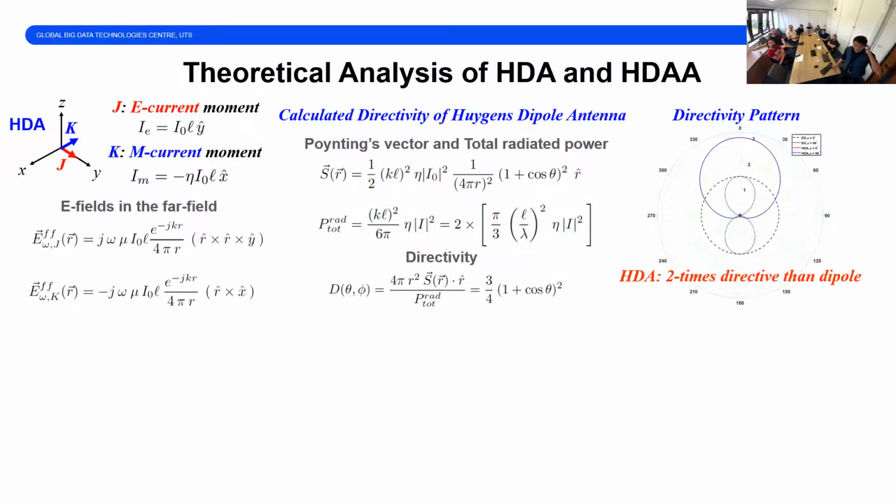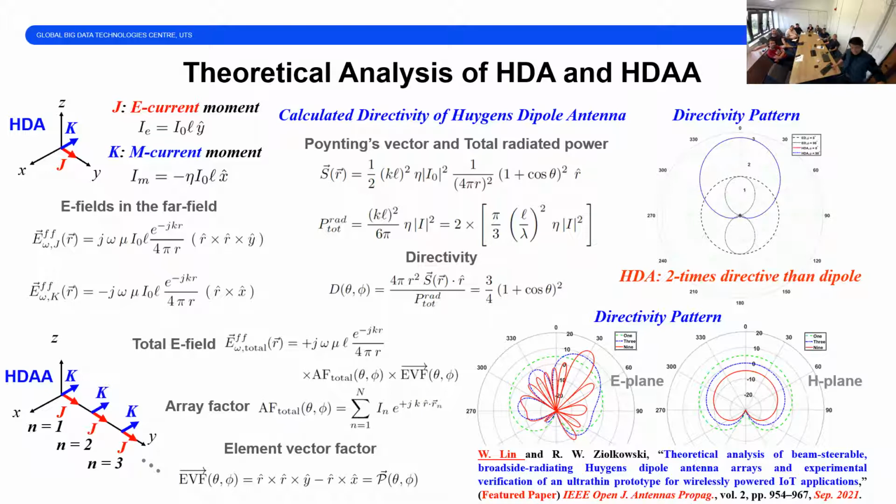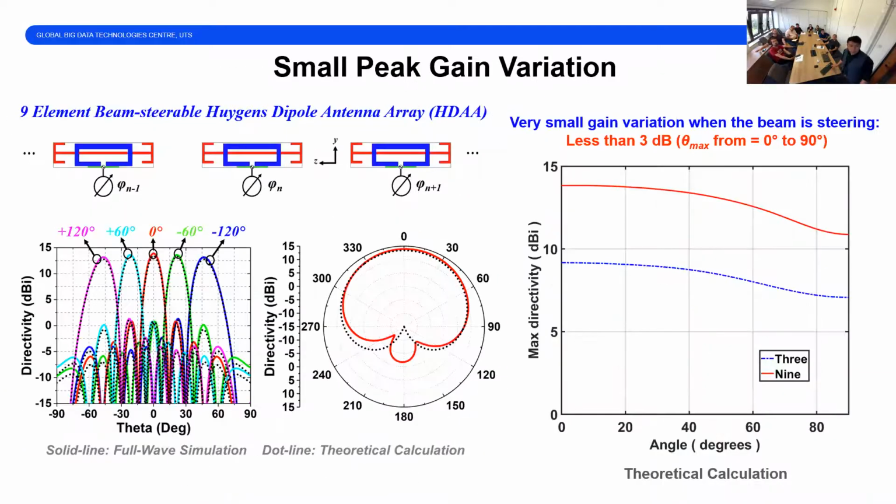For any antenna radiation work, we need to know the current. The current is the basis of how an antenna works. So we calculate the electric current and the magnetic current, and we have the ideal Huygens source. With it, we can calculate the E field in the far field. From the E field, we can calculate the directivity from the total power and the Poynting vector, and so the radiation pattern of the ideal Huygens source. Then we put it into an array, change the phase, and calculate the beam steering performance. So this is the 9-element beam steering array.